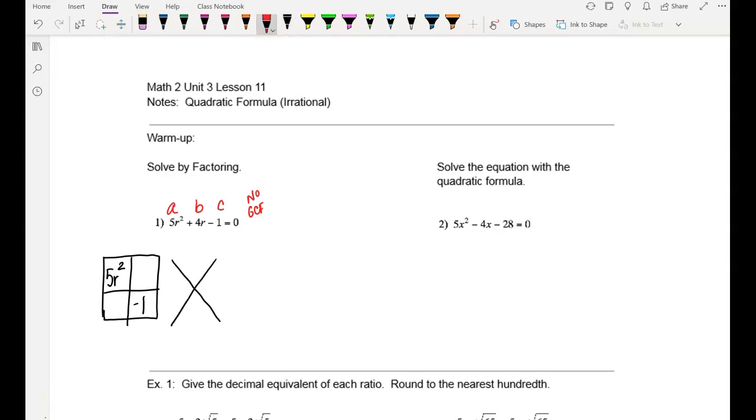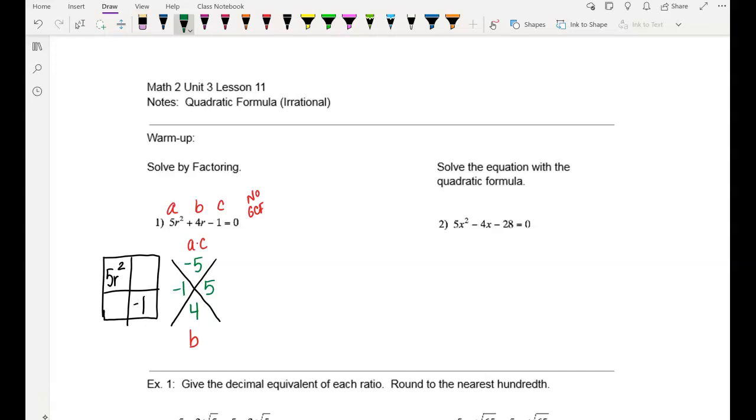Draw my X. My A times C is at the top. B is at the bottom. 5 times -1 is -5. B is +4. So I need two numbers that multiply together to make -5 and add up to +4, which means I have one negative factor and one positive factor. And since the 4 is positive, the larger factor is positive. So -1 and +5.